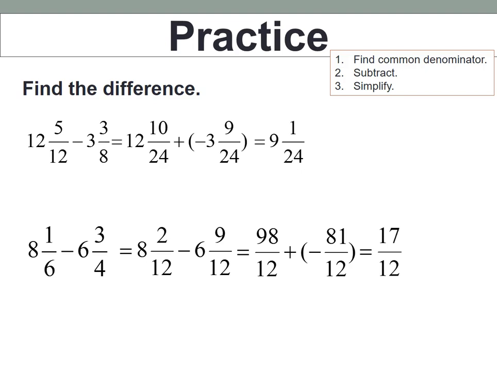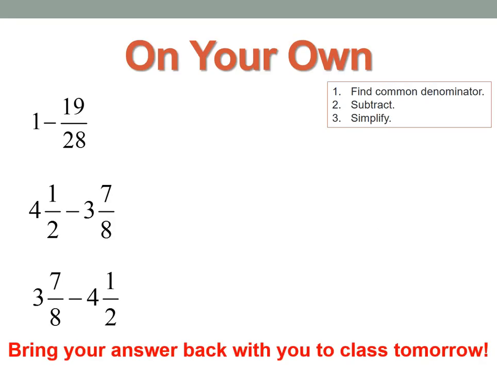Now we need to simplify that. We need to make that into a mixed number. How many times does 12 go into 17? Well, that's 1, and there would be 5/12 left over. So that's our answer. So I want you to do these three on your own and bring them back to class. So good luck doing them. If you have trouble, just rewind the video and watch the last few slides.